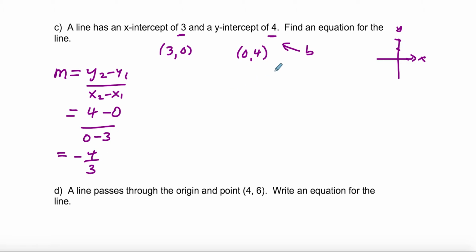But now my work is kind of done. I don't need to sub a point in and find the b. They've already told me the y-intercept is 4. So I can just write my equation. Y equals -4/3 x plus 4, where 4 is my y-intercept.